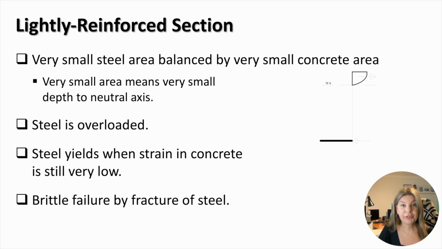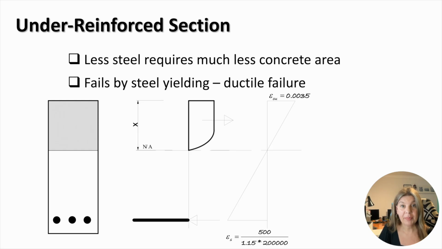In the lightly reinforced section, the steel reinforcement is overloaded. When steel yields, the strain in concrete is still very low. As a result, a lightly reinforced beam fails by the fracture of steel. The under-reinforced section represents a middle stage between the over and the lightly reinforced sections.